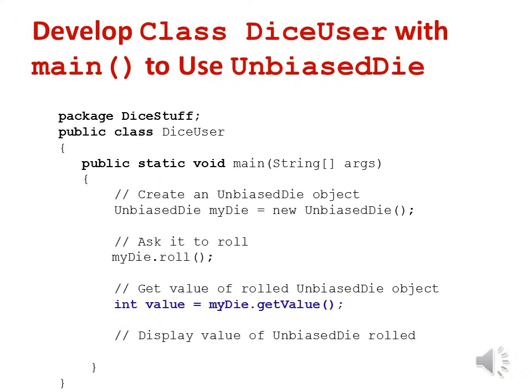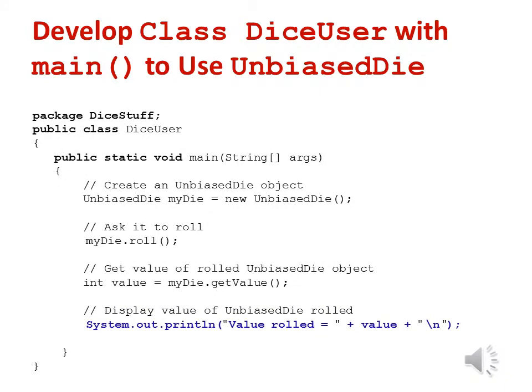We can get the face value of the die rolled by using the method getValue. We write this as int value = myDie.getValue(). This gets the face value of the die myDie and assigns it to the variable value. Note that the variable value here is local to the class DieUser.